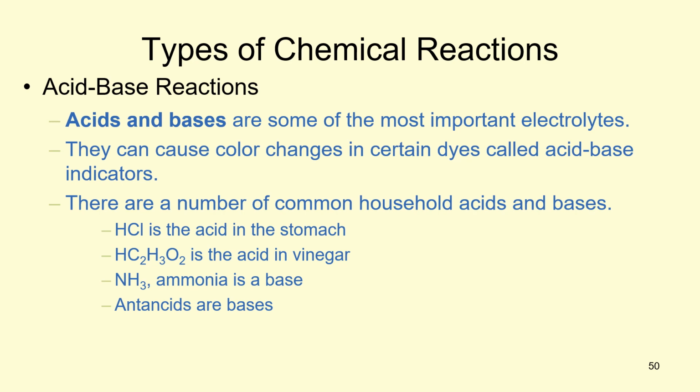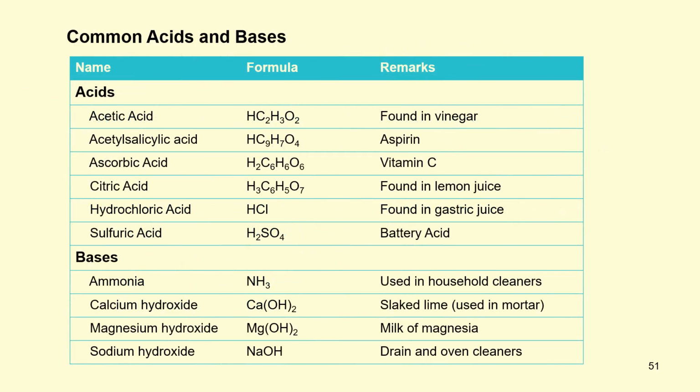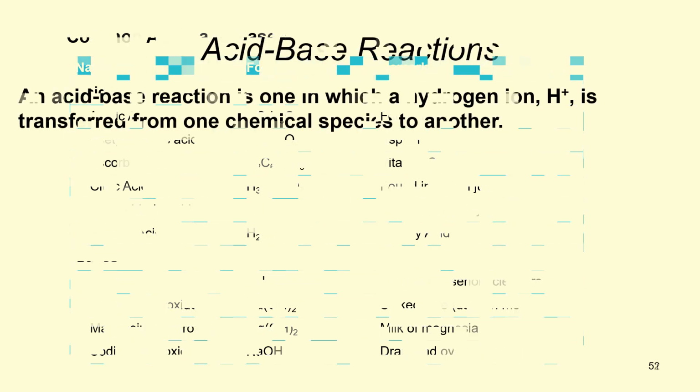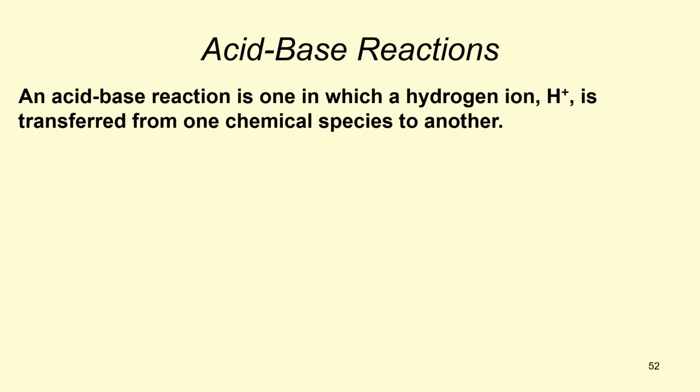Sulfuric acid is battery acid, so lots of things. Here's some examples that you can look at. Aspirin is acetylsalicylic acid. Vitamin C is ascorbic acid. Citric acid in fruits, and so forth. So an acid-base reaction is generally one where a hydrogen ion, H+, is transferred from an acid to a base.